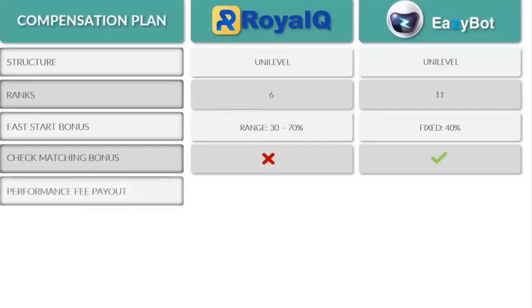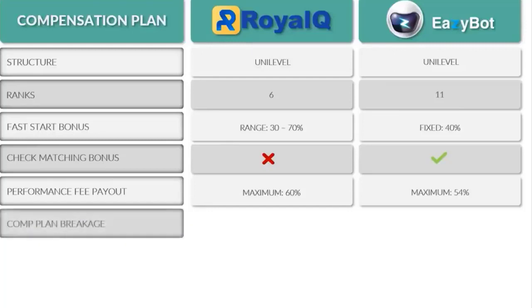The performance fee payout is a maximum of 60% for Royalq. So depending on your rank from V1 all the way up to V6 is going to determine how much of that 20% performance fee you're going to earn on people's trading profits throughout your organization. With Easybot, it's a maximum of 54%. However, in order to earn that 60% with Royalq, you need 1,500 people on your team, whereas with Easybot and a team of just 12 people, you unlock 15 generations deep into your organization. And when you add up all of those levels, it's a total of 50% of the performance fee paid out.